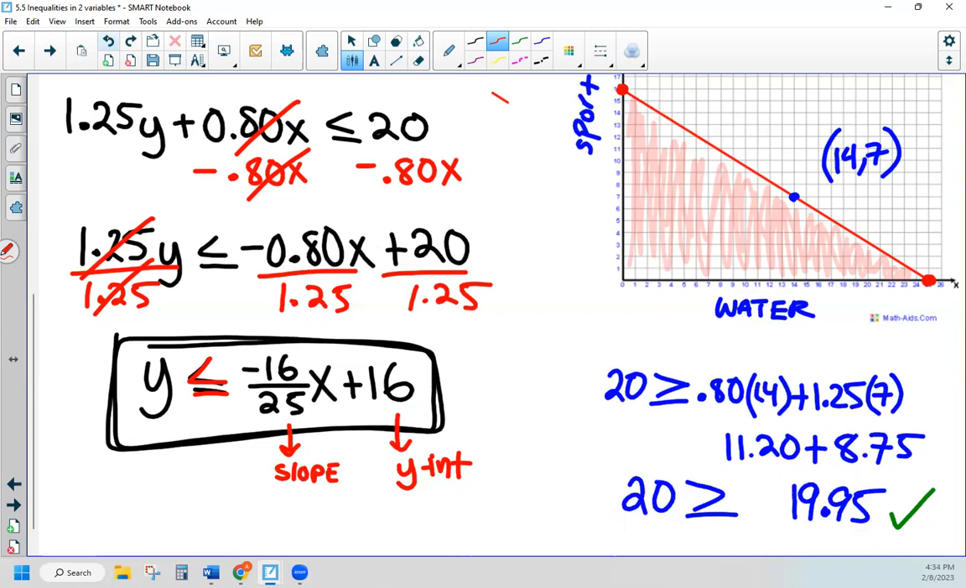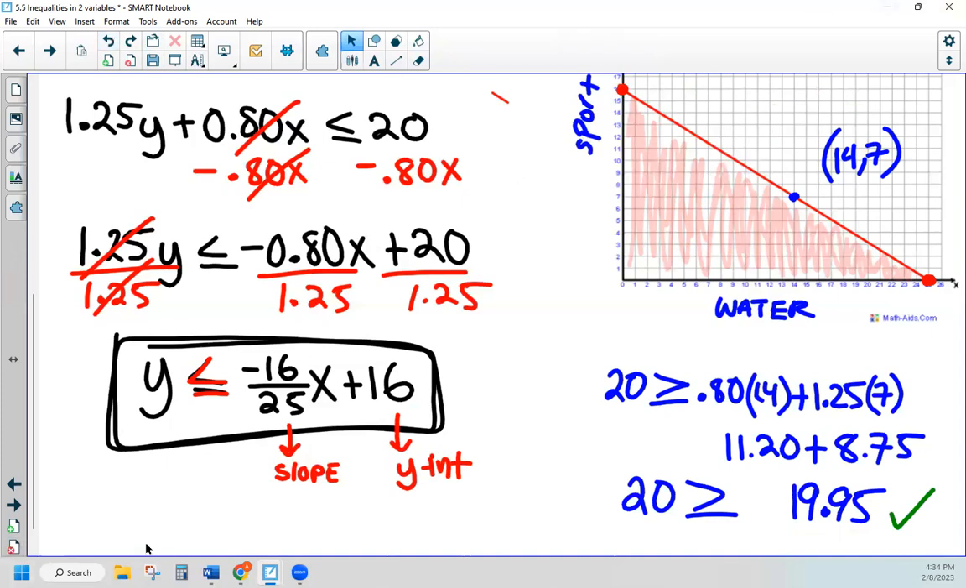For example, anything under here, you're going to find yourself under 20. That's why it works. That's why it's our solution, because we're under $20. Anything up here, you're going to be above 20. That's why it's blank and not shaded, because it's more than $20. It's not within our budget. Now, this right here, $19.95. So close. It is so close. The closer you get to that line, the closer you're getting to $20 being spent.